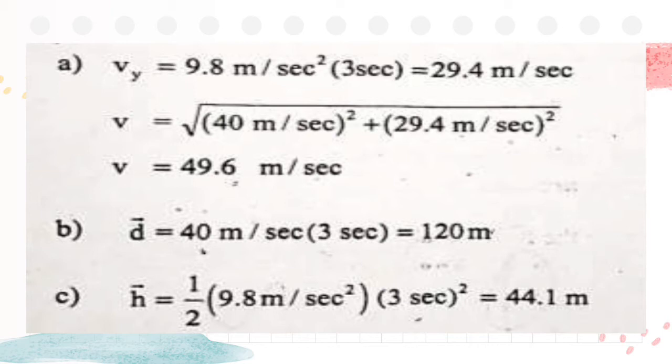For letter C, to find the vertical displacement, we will use the formula 1/2 times acceleration due to gravity times time raised to 2. Substituting the given and the constant acceleration due to gravity, 1/2 times 9.8 meters per square second times 3 seconds raised to 2 is equal to 44.1 meters.